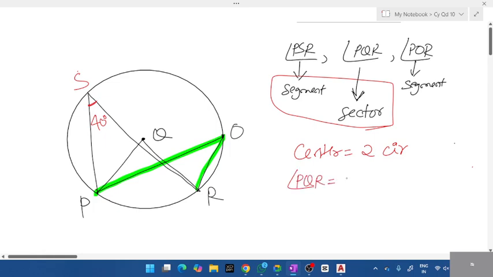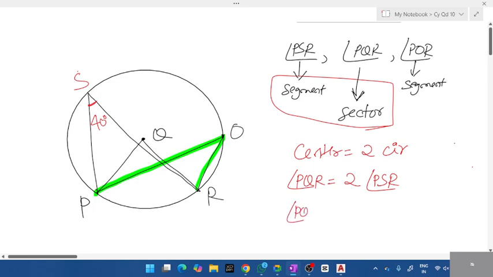So PQR is equal to twice. Which angle is given here? Which value is given? POR is given or PSR? So you have to take PSR first and solve it. This is how you have to solve. You should observe the triangle, what is given, whether it is a sector or segment, whether it is formed in the center or circumference.